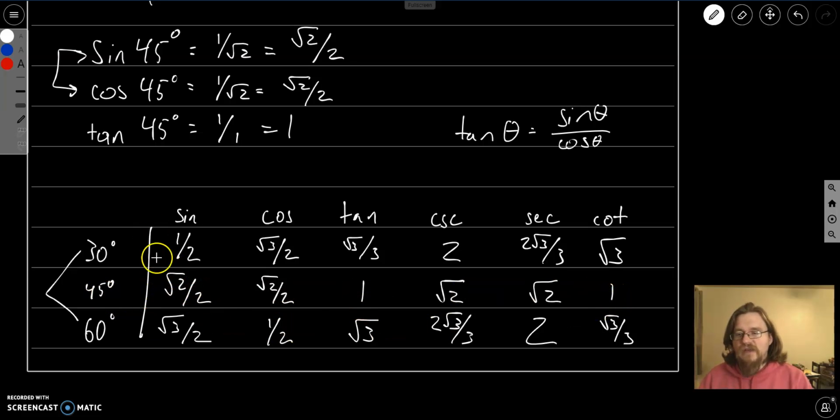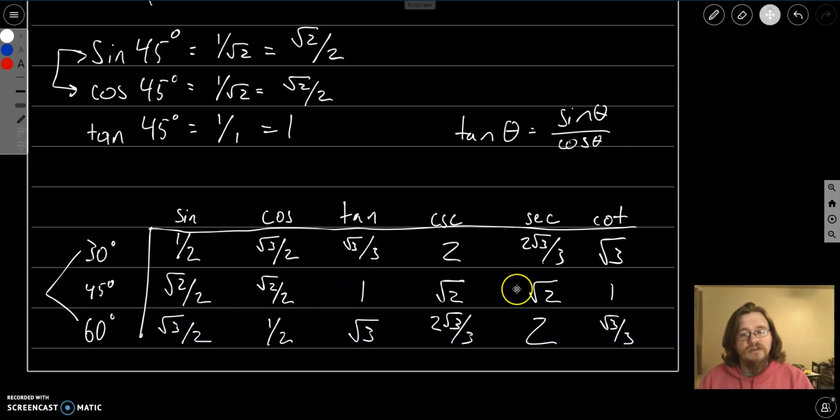This is a table that will be important for you to be able to work out. If I were to ask you for the sine of a 30 degree angle, the tangent of a 45 degree angle, you should be able to essentially know or be able to work those out by yourselves.